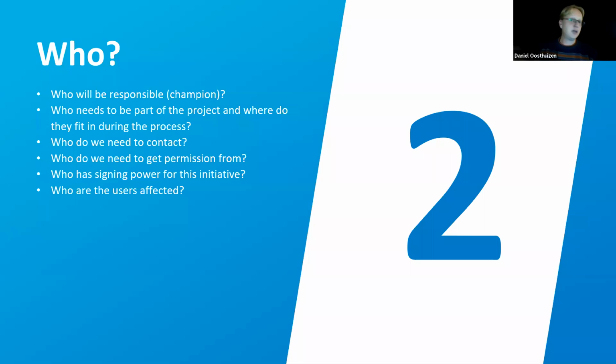Who do I need to get permission from? Again, this is the same standing principle. Who has the signing power? Who's going to sort this out for us, etc. And of course, who are the users affected? So we established that there are users that are affected. Once we move our system to something new, there are always affected users. And users hate change. It's a simple reality of life.